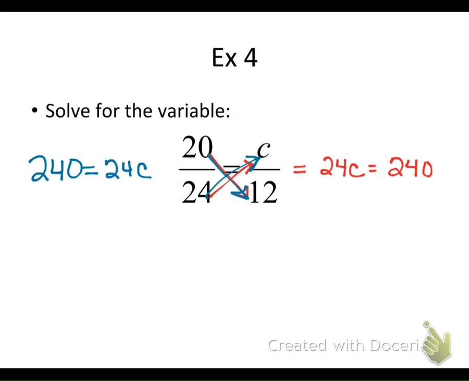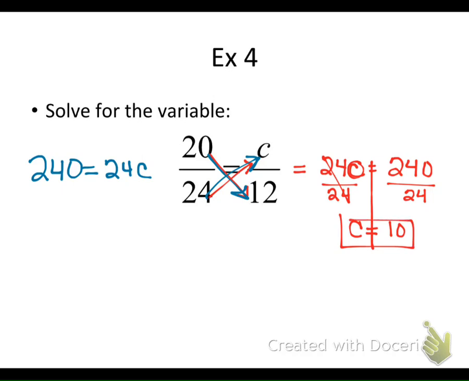So I'm going to circle my variable. I'm going to draw my line of equality. The answer is 10. I never just want the answer. To get the C by itself, I'm going to divide by 24. That cancels, so then C equals 10. Box your answer.